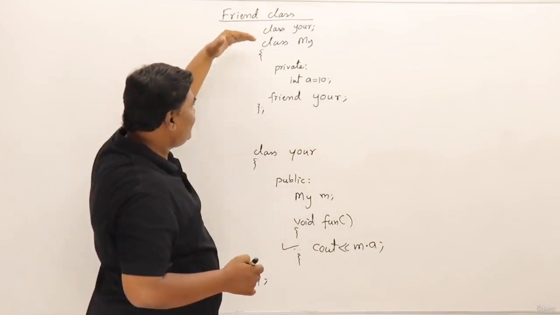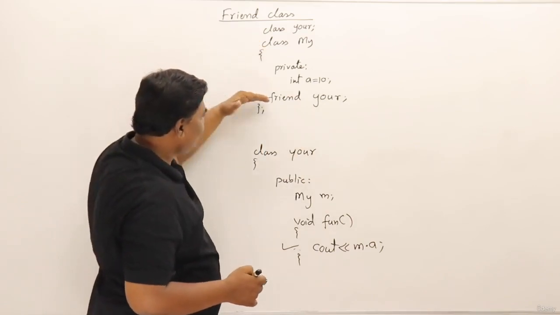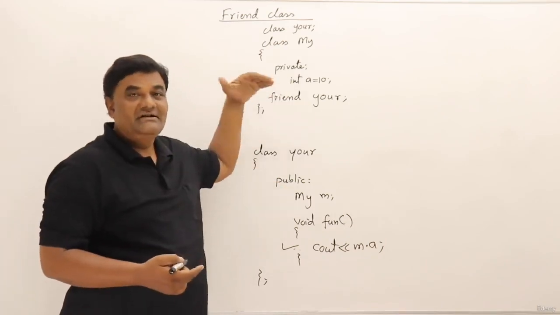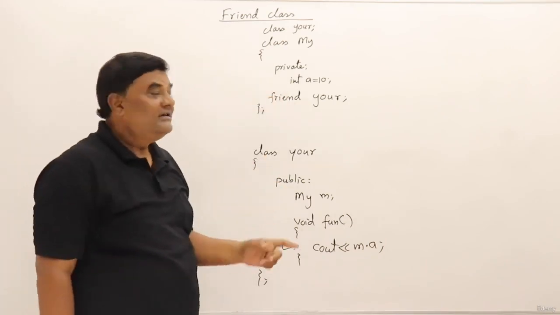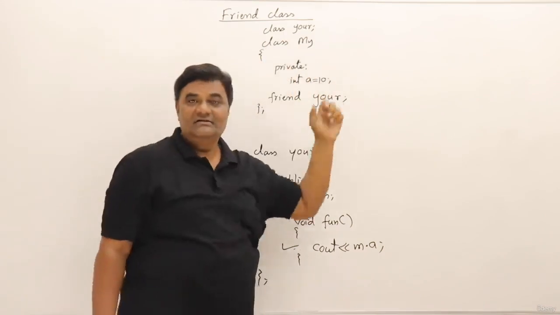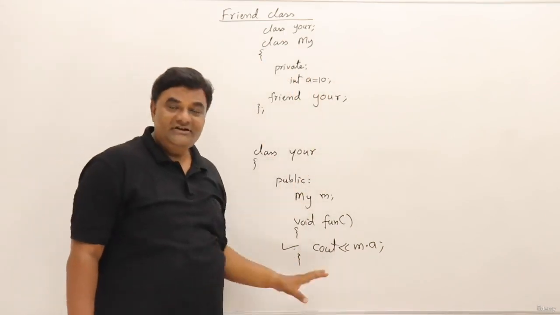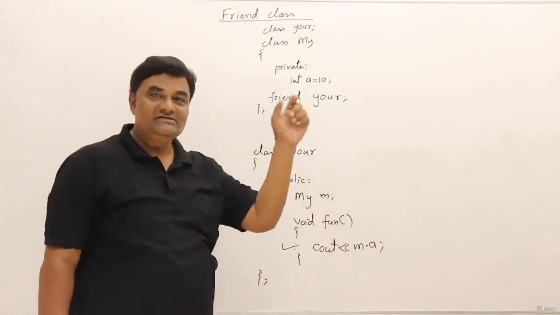Otherwise, if the compiler starts from here, now class my, friend your, what is your? Your is coming afterwards. So it needs the declaration of your beforehand. So we are just having a name declared there. Then the body, the definition of your, is here. That is just a declaration.